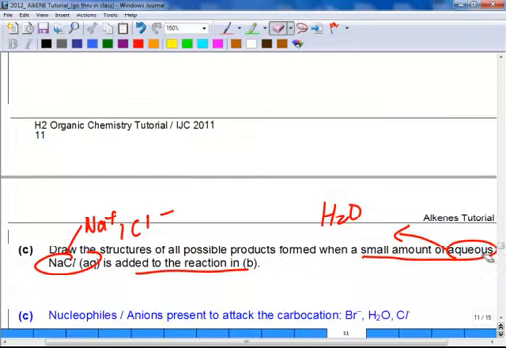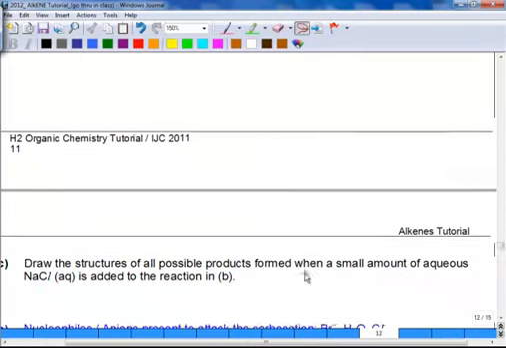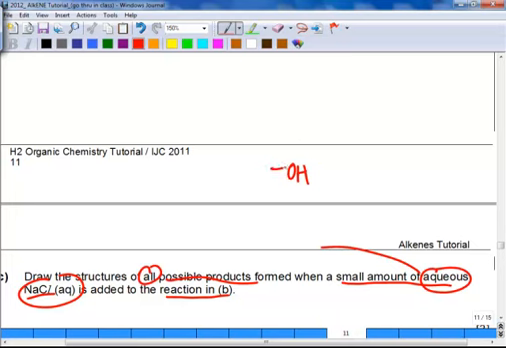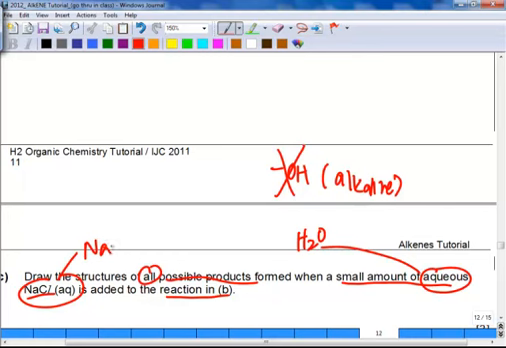The next part, they say draw the structures of all possible products formed when a small amount of aqueous NaCl is added to the reaction in B. So you have aqueous NaCl. Aqueous means what do you have? H2O. If you are saying OH minus, it only comes from alkaline solution. So for water, you just have H2O only. You cannot use OH minus here because OH minus is for alkaline solution. Then for NaCl, of course you have Na plus and Cl minus.